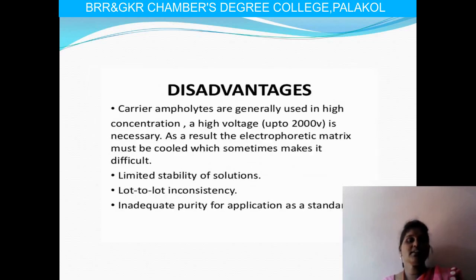Then what are the disadvantages of isoelectric focusing? Here there is limited stability of the solutions, and also inadequate purity. The substances which are going to be separated will not be in purified form. That is one of the disadvantages. Also, we have to use a high concentration of ampholytes, and high voltage will be necessary. So that is one of the disadvantages of using isoelectric focusing.